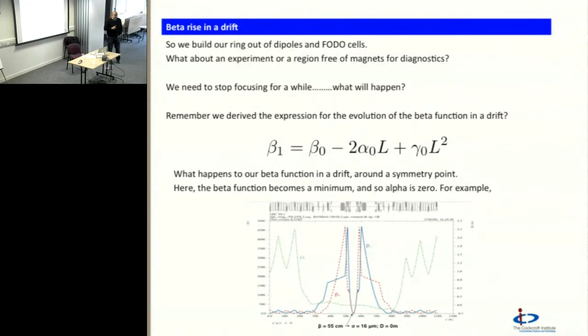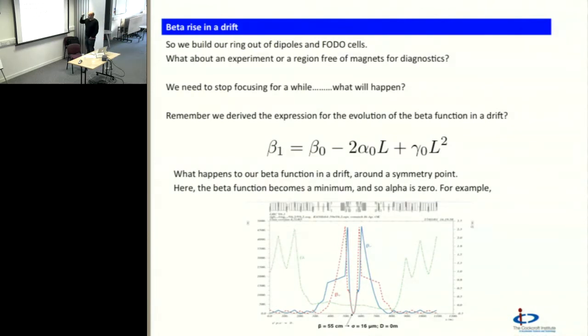However, ATLAS and CMS can be well grumpy because there's no space for their detectors. What you need then is to break the symmetry of your repeating FODO cells and have long drift regions to put things like experiments in. So what if we build our ring from dipoles and FODO cells? What about a region free of magnets to put something massive in, like a detector, plus or minus 20 meters? We have to start focusing for a while. So what's going to happen?